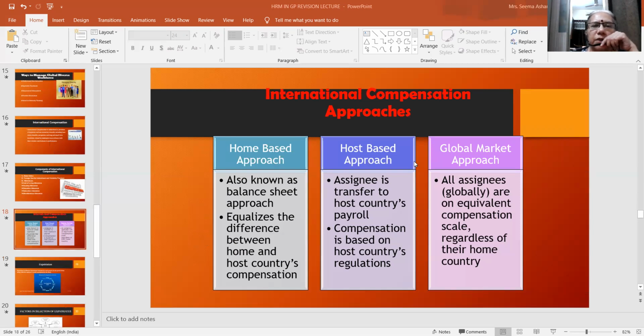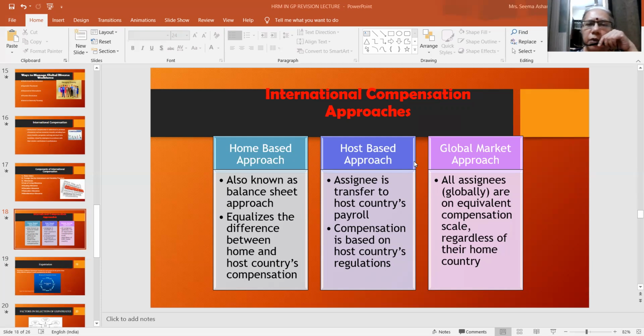Three different approaches can be used by the multinational organization for deciding their compensation. The first approach is called the home-based approach or the balance sheet approach. Here, it tries to equalize the difference between the home and the host country's compensation. The second approach is the host-based approach, where the employee is transferred to the host country's payroll and the compensation is based on the host country's regulation, that is the HCN's regulations.